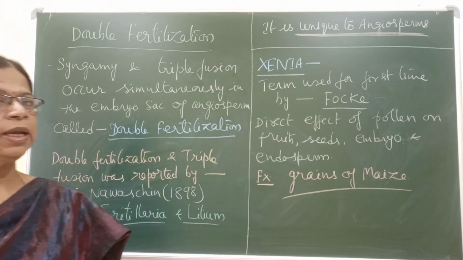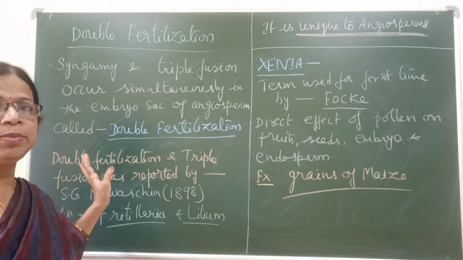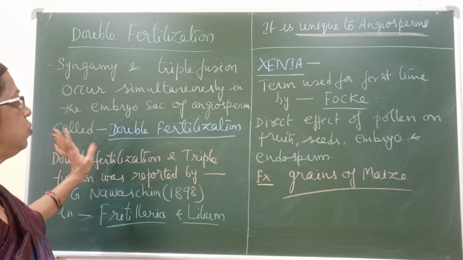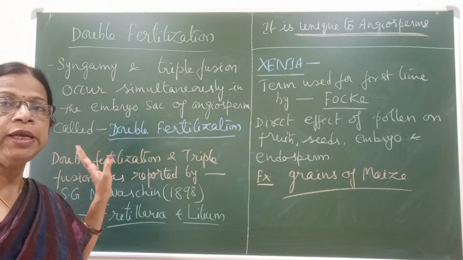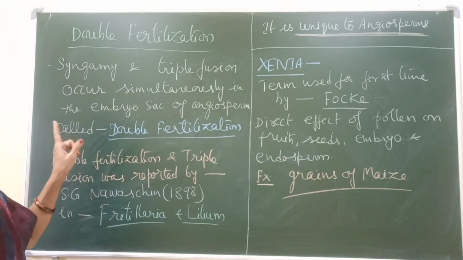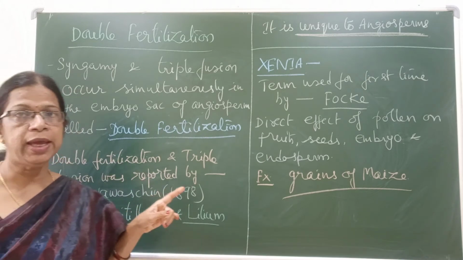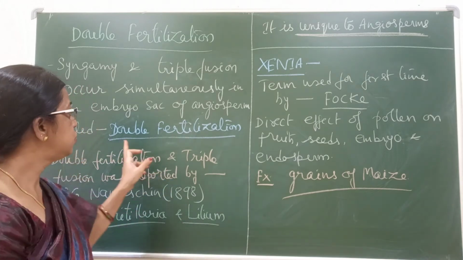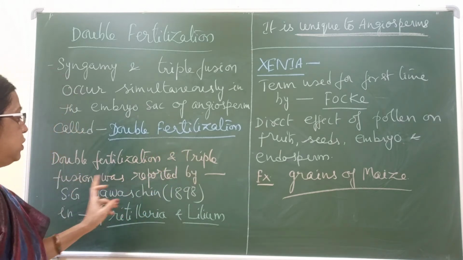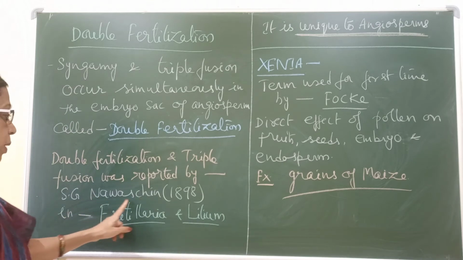Okay, students and other viewers, let us now discuss the importance of double fertilization. Syngamy and triple fusion take place simultaneously in the embryo sac of angiosperms. Since two fertilizations are taking place at the same time in a single embryo sac, it is called double fertilization. This was first reported by Navaschin.